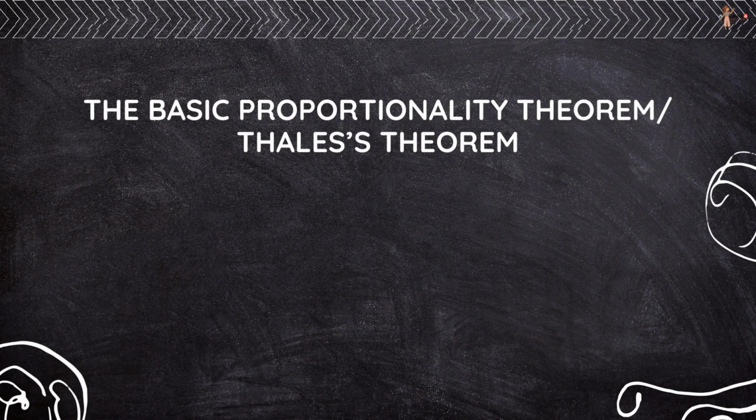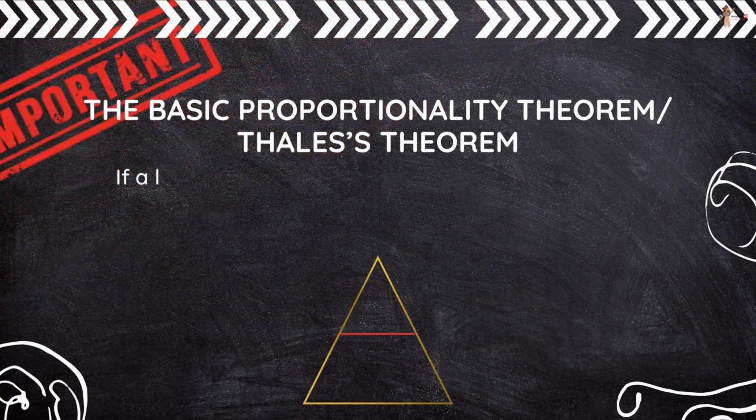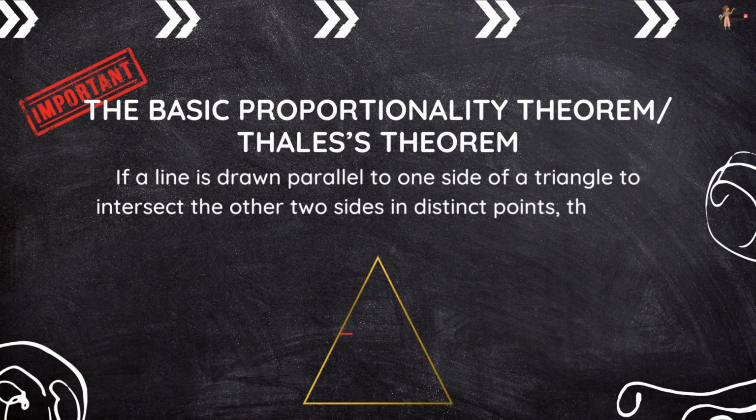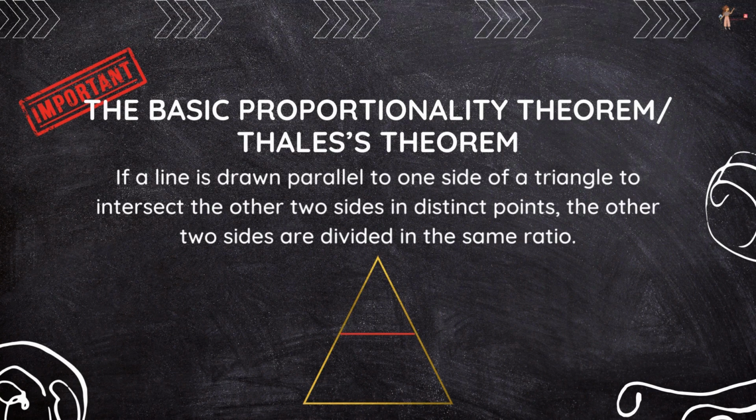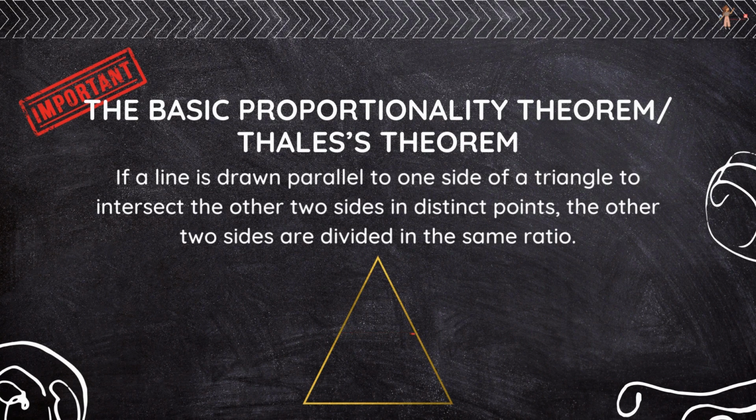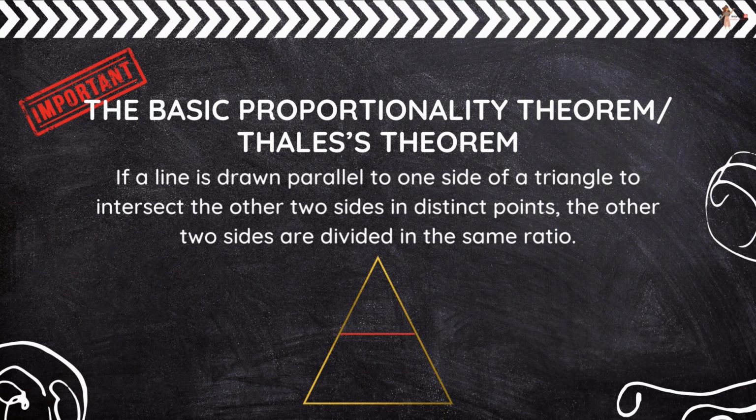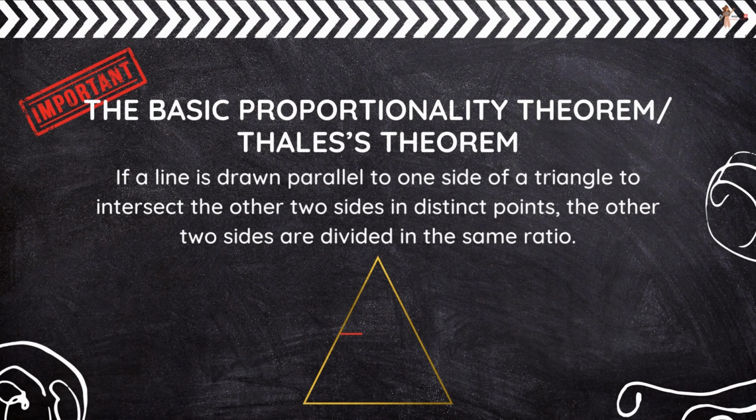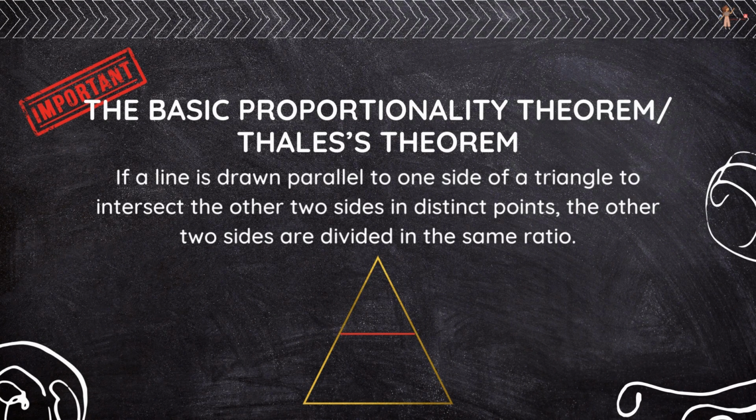Let's see the basic proportionality theorem now. It says if a line is drawn parallel to one side of a triangle to intersect the other two sides in distinct points, the two sides are divided in the same ratio. Let's see the proof now.